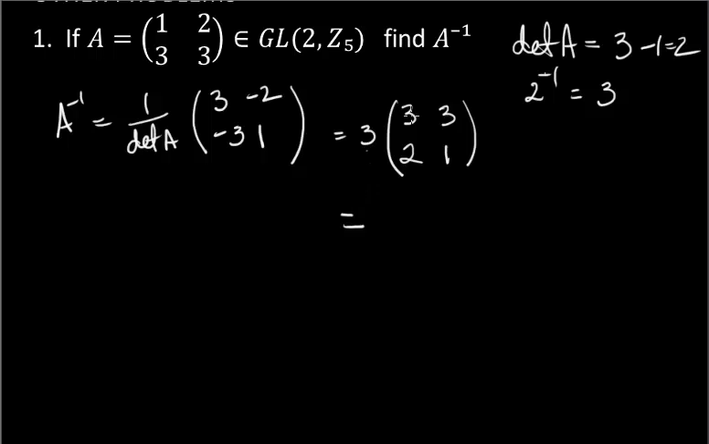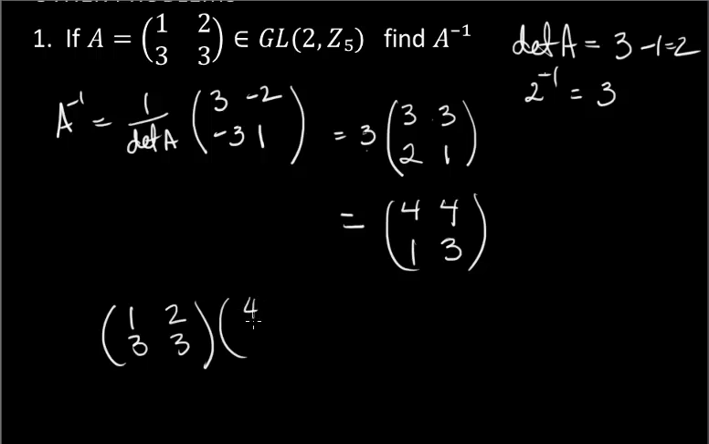Multiplying that, we have 3 times 3 is 9, which is 4. 3 times 3 is 9, or 4. 3 times 2 is 6, which is 1, and 3 times 1 is 3. Now you can check this. Take the matrix 1, 3, 2, 3 here, and multiply it by 4, 4, 1, 3, and see that you do get the identity, and you will. You get 1, 0, 0, 1. But do it. Get the practice in working with modular arithmetic, both in multiplication and addition.